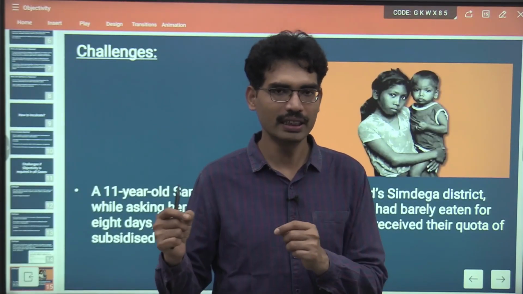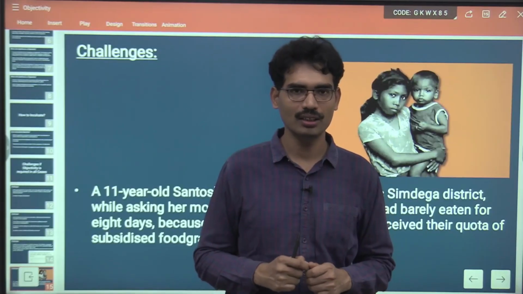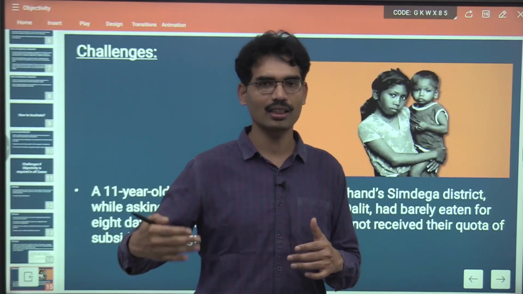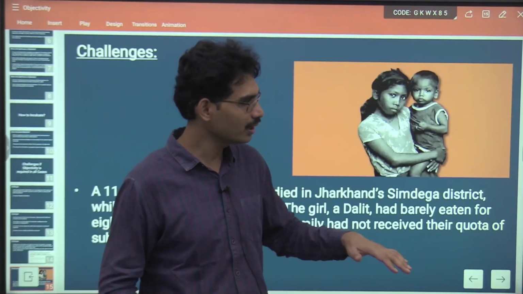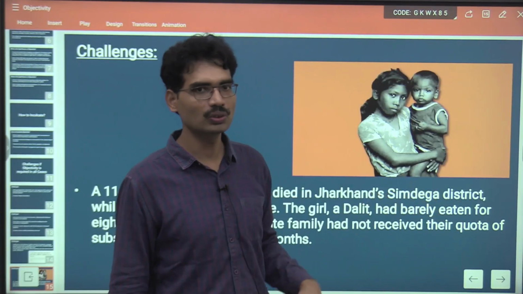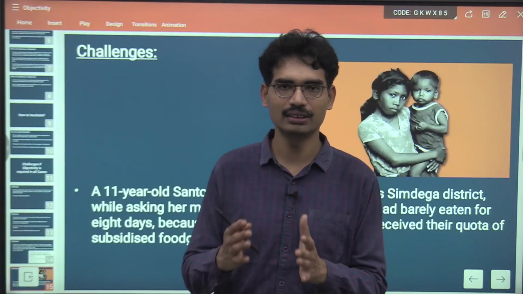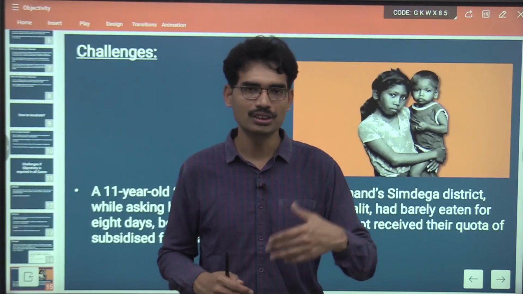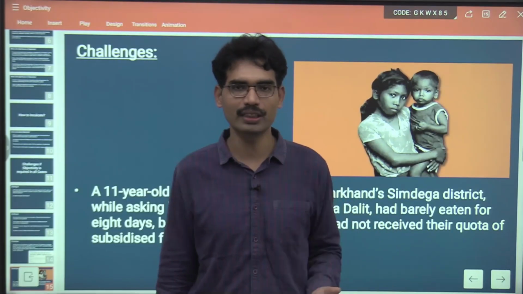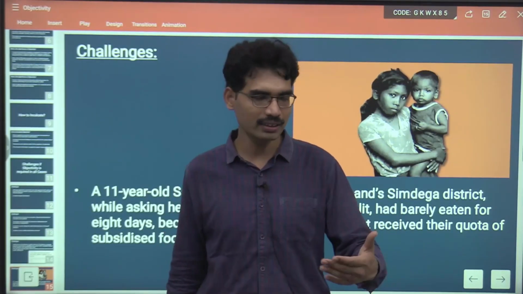She was not linked to the Aadhaar card and ration card. Now, it was taking time to link Aadhaar card and ration card, but meanwhile, when it comes to the ration delivery, she was not included in that ration delivery and she was excluded. She hardly could get food. For 8 days, she was not able to get sufficient food. On the 8th day, she died.